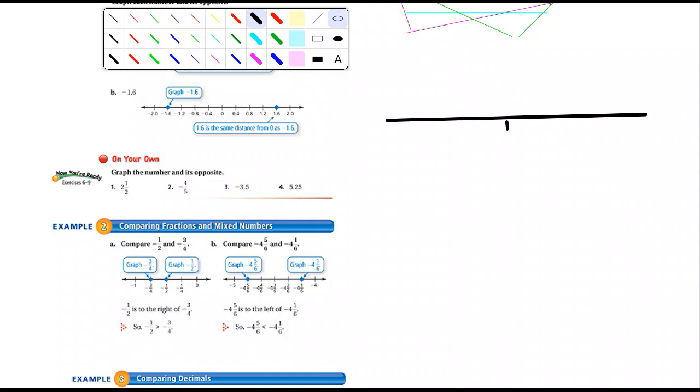Come on, we'll get it. There we go. Here's 0. So I'm going to say, let's see here. I'm going to do 1 again. And then maybe over here would be -1. And I want you to mark 0.9 and its opposite on this line that you've drawn.